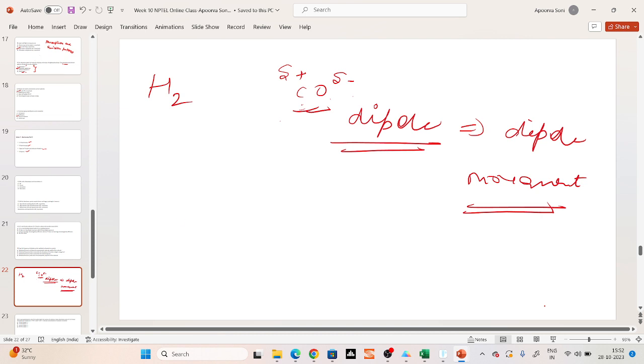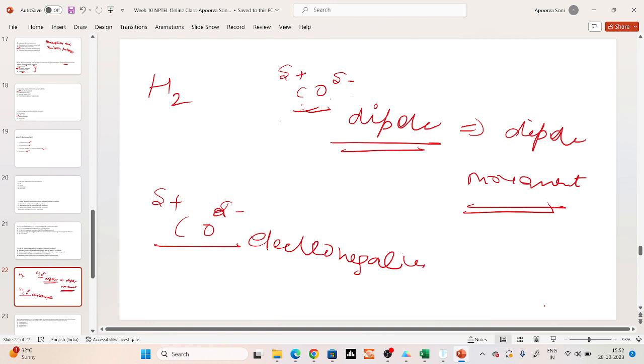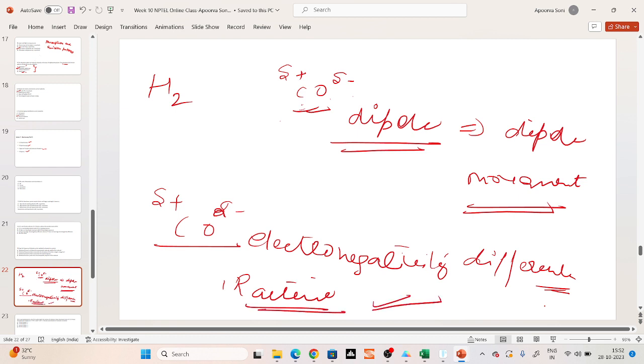So in CO, this is your partially negative and this is your partially positive. So what is there? There is an electronegativity difference. Okay. And because of this electronegativity difference, there is a change in the dipole moment, and therefore this molecule is infrared active. Is it clear to everybody?